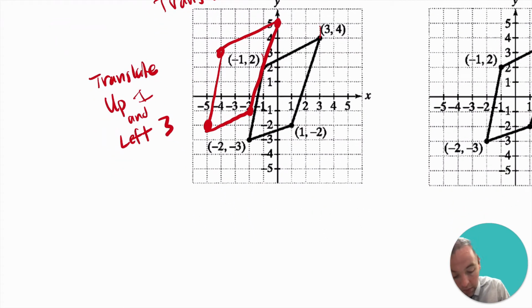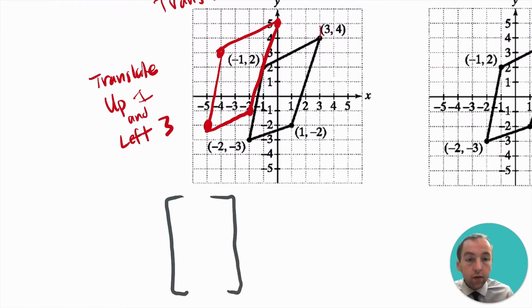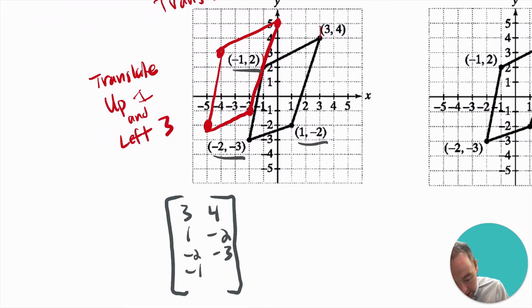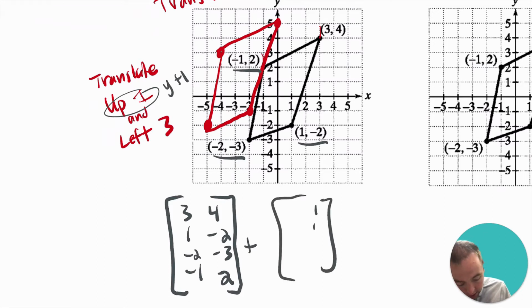So it turns out that we can model this using matrices. If you organize in a matrix the data you have, really just the vertices of the figure, so I have the vertex 3, 4, and then the vertex 1, -2, and -2, -3, and -1, 2. Then if we're going to translate this up 1 unit, that means the y's are going to increase by 1. Since these numbers right here are the y's, I want to add 1 to all of them. So in the second column, I'm going to put 1's to add. And because we're going to go left 3, that means we're going to take away 3 from the x's, so subtract 3. So I want to add -3 to all of these.